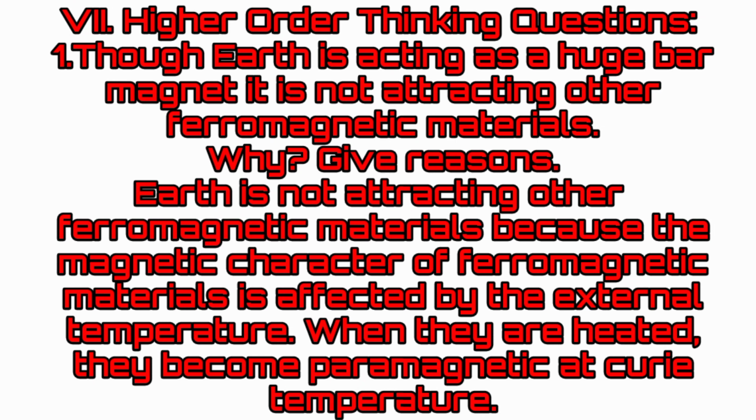Higher order thinking questions. Question number 1. Though Earth is acting as a huge bar magnet, it is not attracting other ferromagnetic materials. Why? Give reasons. Answer. Earth is not attracting other ferromagnetic materials because the magnetic character of ferromagnetic materials is affected by the external temperature. When they are heated, they become paramagnetic at Curie temperature.